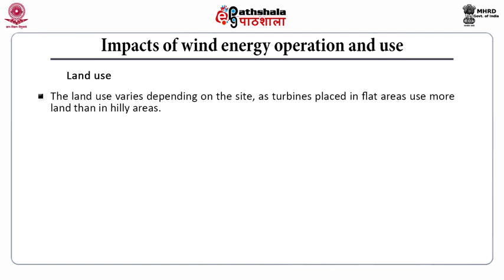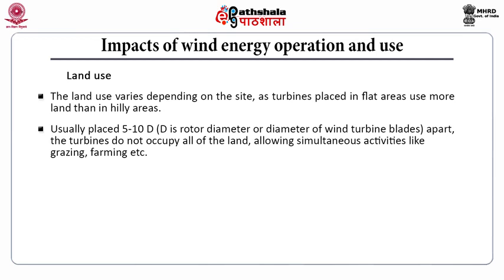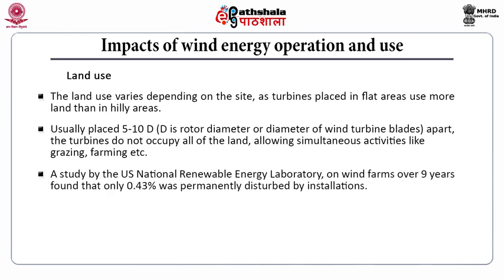The land use varies depending on the site, as turbines placed in flat areas use more land than in hilly areas. Usually, they are placed 5 to 10 rotor diameters apart, and the turbines do not occupy all of the land, allowing simultaneous activities like grazing and farming. A study by the United States National Renewable Energy Laboratory on wind farms over 9 years found that only 0.43% was permanently disturbed by installations.